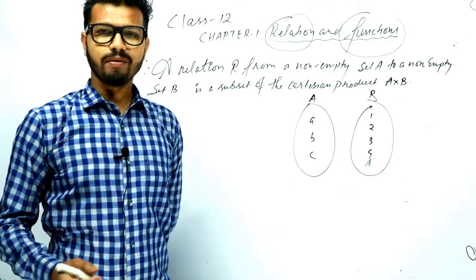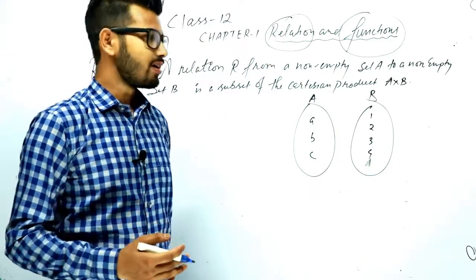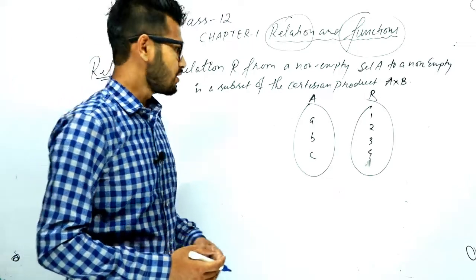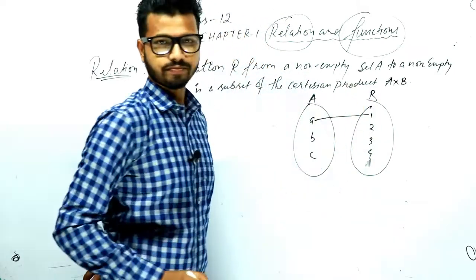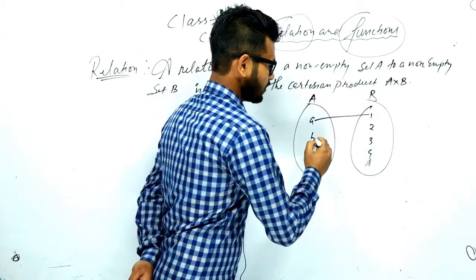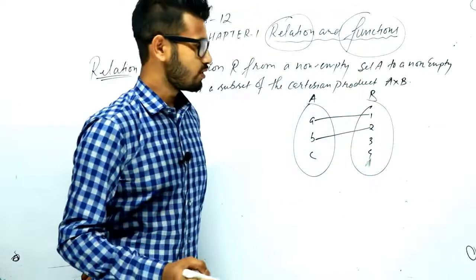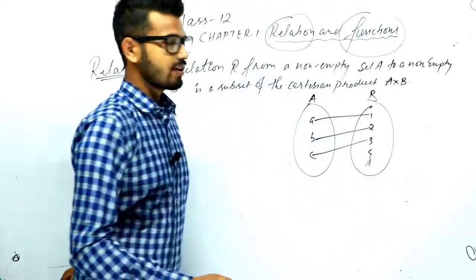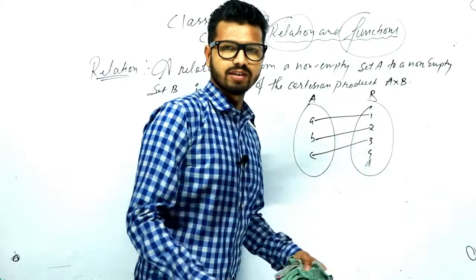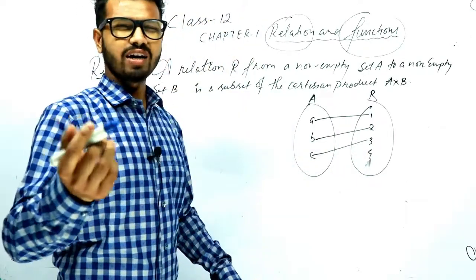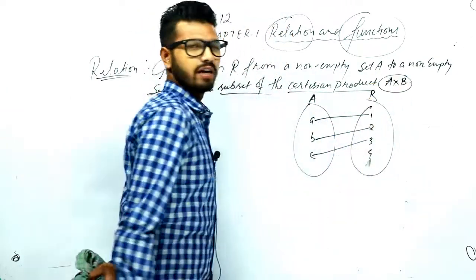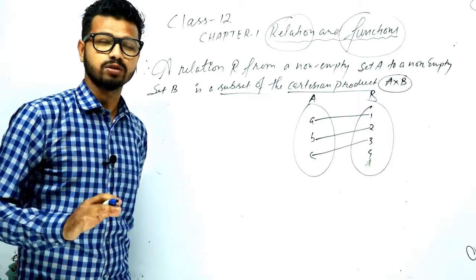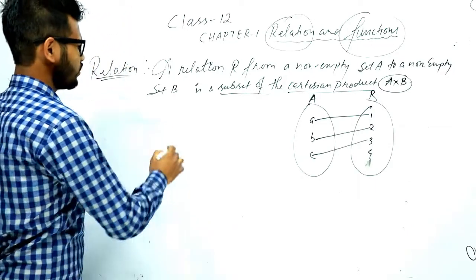If you want to make a relation, let us use an arrow diagram for better understanding. A is related to 1, B is related to 2, C is related to 3. Yes, this is a perfect relation. In shortcut form, we can say a relation is a subset of the Cartesian product A cross B. Any way you wish, you can arrange it.